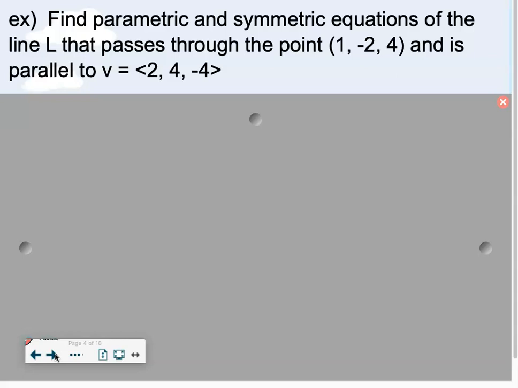Yeah, it's your direction vector. There's (2, 4, -4), but you can simplify that to (1, 2, -2).